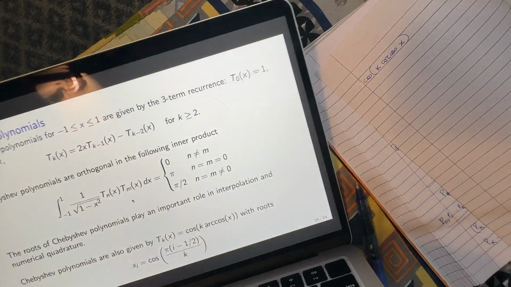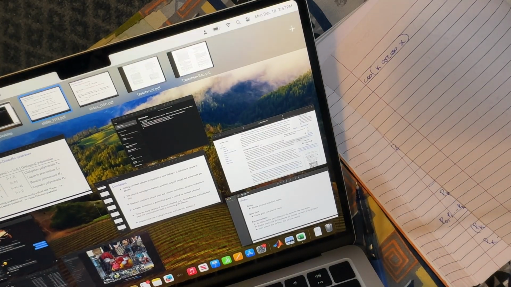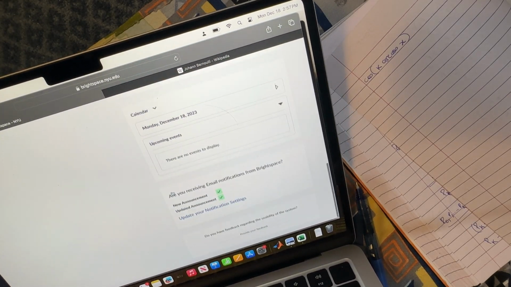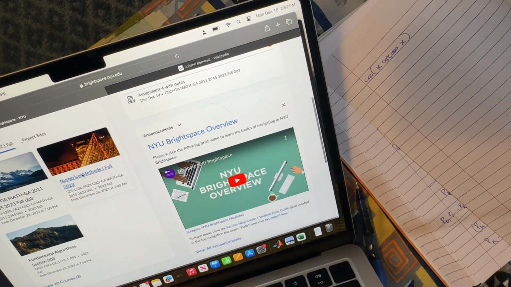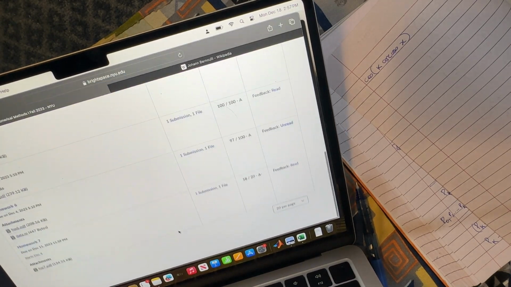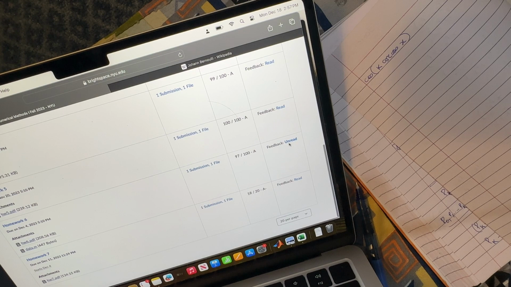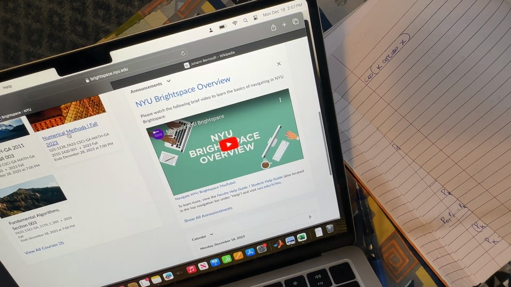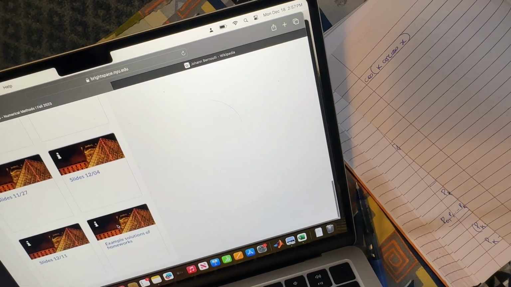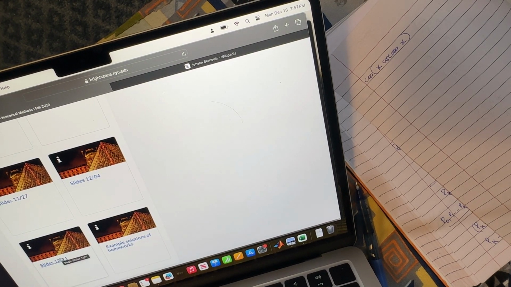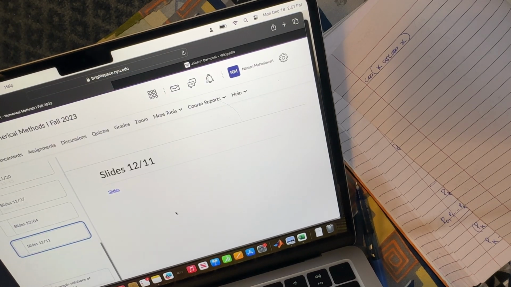Chebyshev. When can I ask questions? I should have 100 feedback. When can I ask questions in numerical methods? Example solutions of homeworks. Oh man.